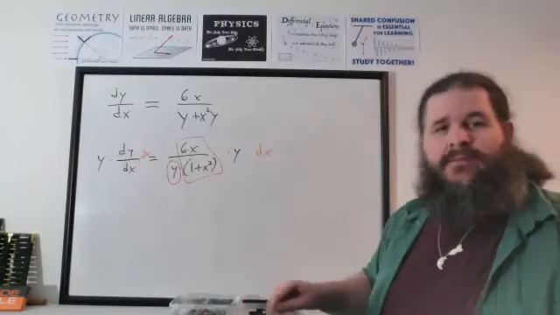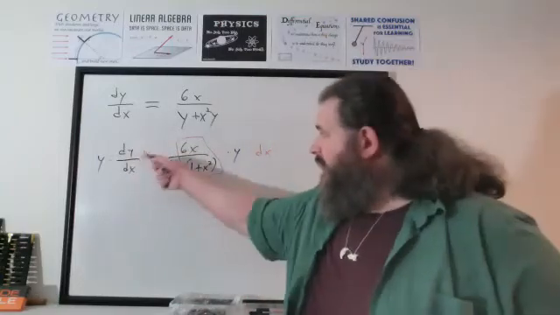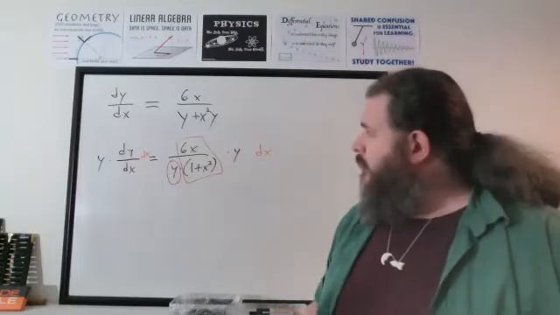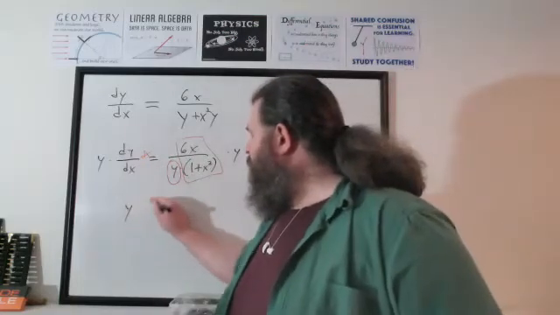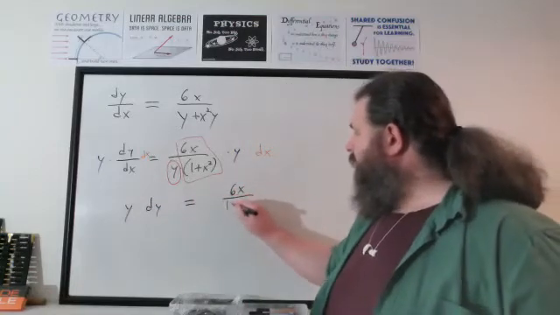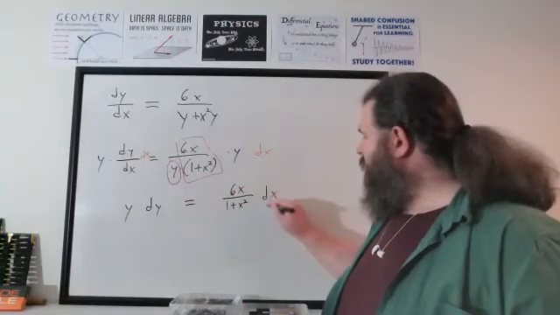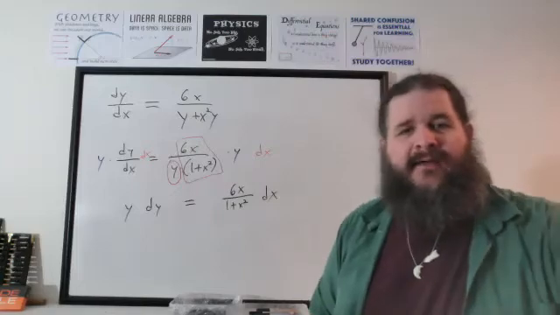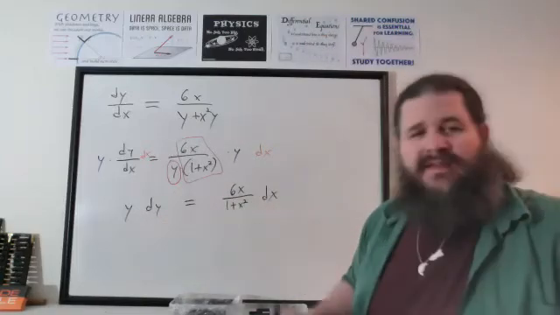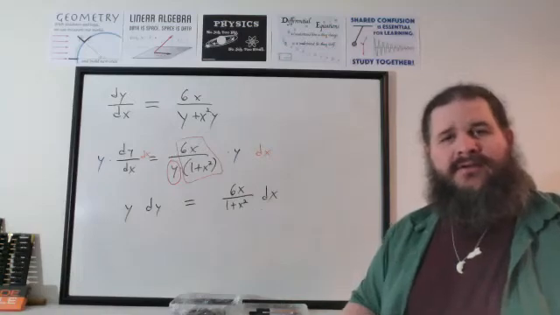Formally, we're integrating both sides with respect to x, but on the left side, they essentially cancel out due to the chain rule. But we end up with y dy equals 6x over 1 plus x squared dx. And at this stage, now that we have separated the variables to just y's and dy's on one side, just x's and dx's on the other side, what can we now do?